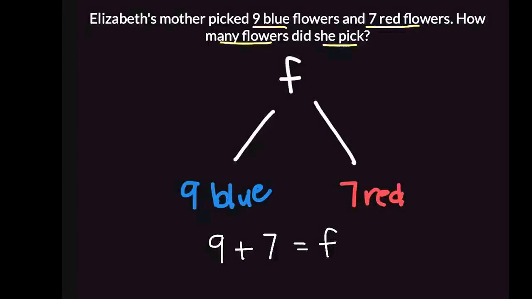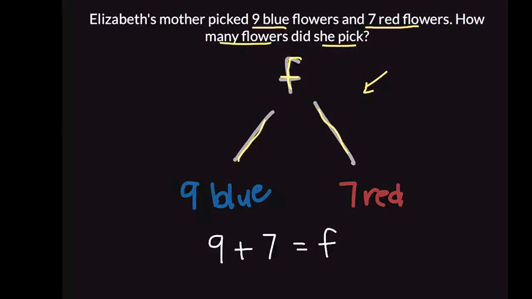So I created my very own break-apart drawing, which you will be creating today as well, so you'll want to use my examples to help you. I knew I didn't know the total yet, so I used F, a variable, a letter, substituting for a number, for the total since we're dealing with flowers. I put F on top since I don't know the total, and then I broke it down into the information that I did receive from the problem, which is that there were 9 blue flowers and 7 red flowers.